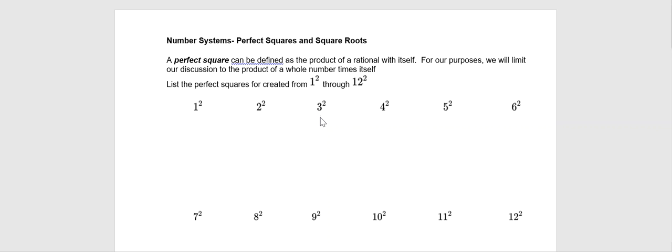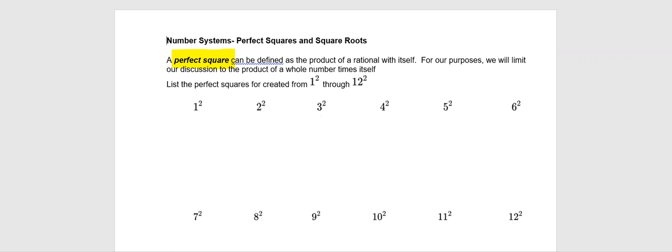We will continue our discussion of rational numbers by looking at what happens when you take a rational number, or more specifically, in this case, a whole number, a smaller group of the rational numbers, and multiply that number by itself. The result is going to be something that we call a perfect square.